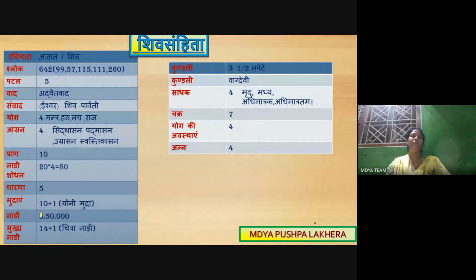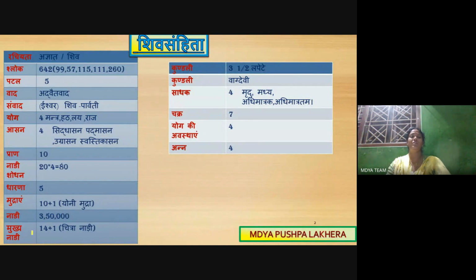We've seen there are 72,000 nadis, but here in the Shiva Samhita, according to Lord Shiva, 3 lakhs 50,000 nadis are there inside the body. Total nadis, that is mentioned here, 3 lakhs 50,000. So it is a very, very important point: how many nadis are mentioned in Shiva Samhita, because we are reading everywhere 72,000, and you will also select 72,000 in the exam. No, according to the Shiva Samhita, it is 3 lakhs 50,000.